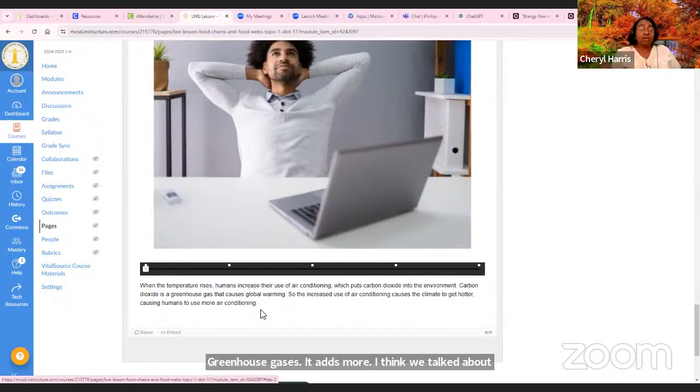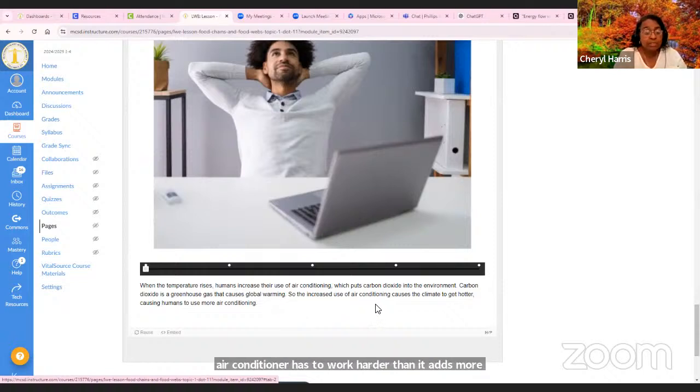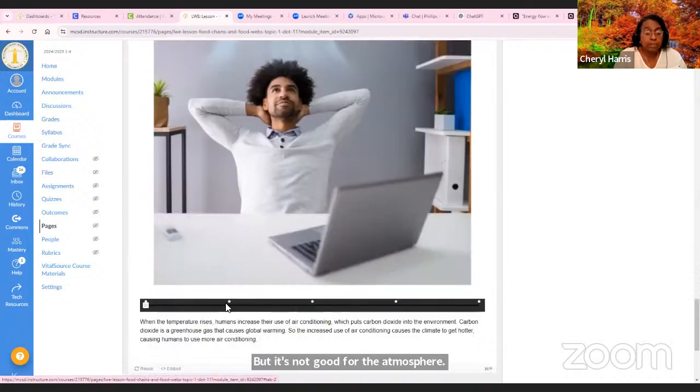The more carbon dioxide in the atmosphere, the warmer the planet gets, because the carbon dioxide is what makes our planet warm in the first place. It stuffs the blanket. So if you keep turning the air conditioner up and the air conditioner has to work harder, then it adds more carbon dioxide. And that's not good for the atmosphere. It's good for you because you feel nice and cool, but it's not good for the atmosphere. Okay. All right, let's look at the next one.